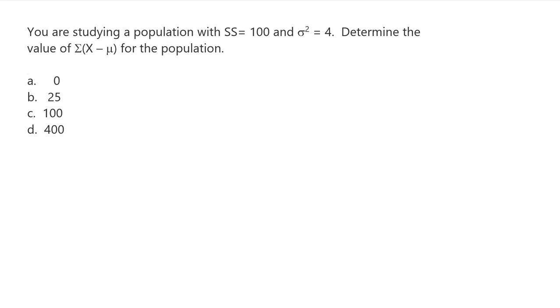You are studying a population with sum of squares equals to 100 and variance equals to 4. Determine the value of the sum of, in brackets, x minus the mean for the population. Okay, now this one is a trick question.